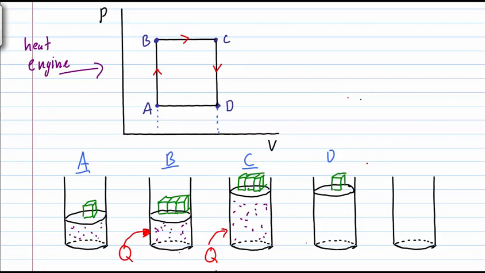Now this is important to note. What's happened here is between state C and D, we had to take 2 of these blocks and remove them in order to get at this lower pressure.